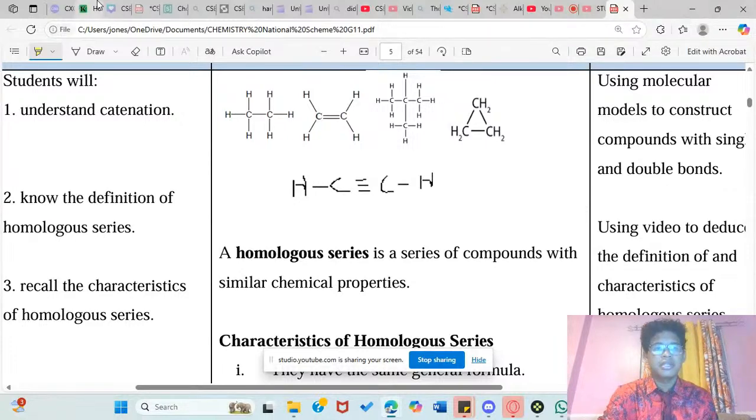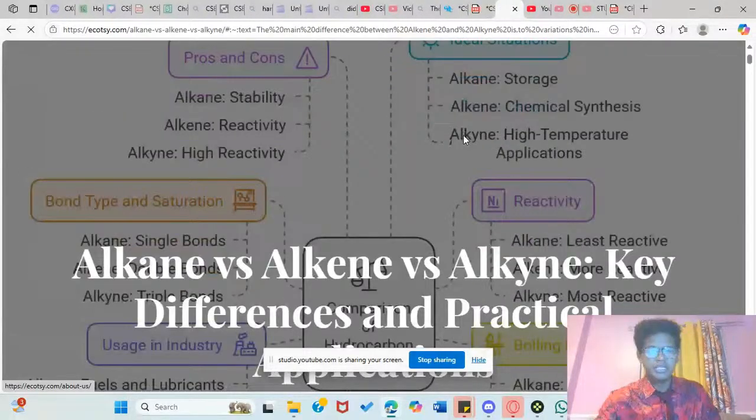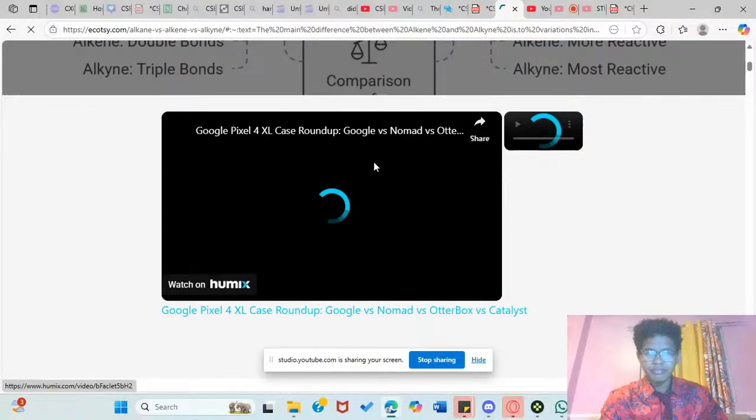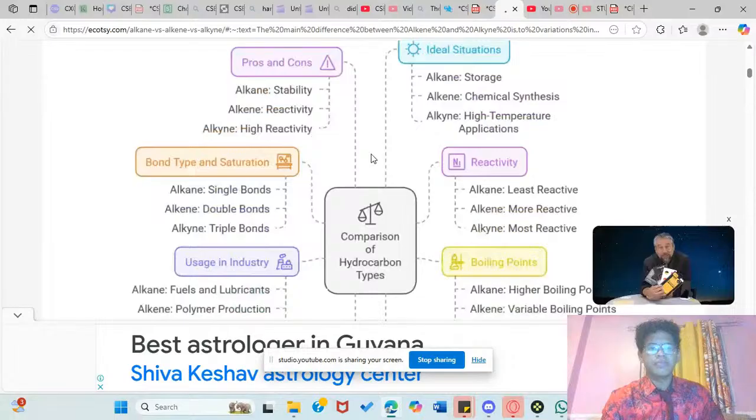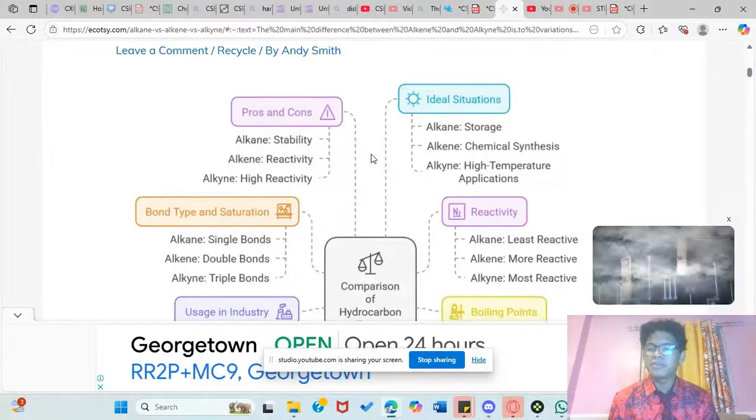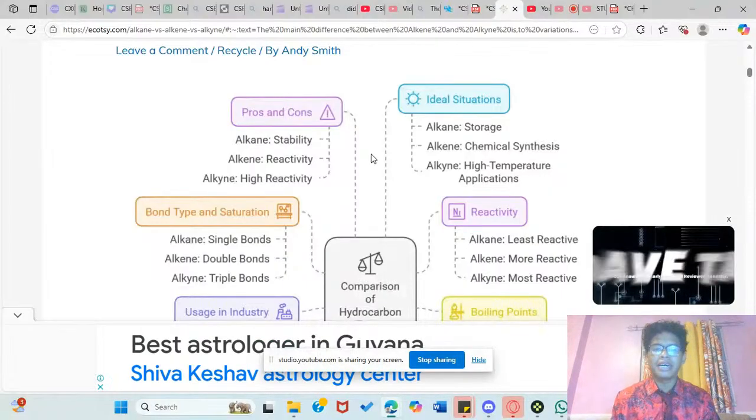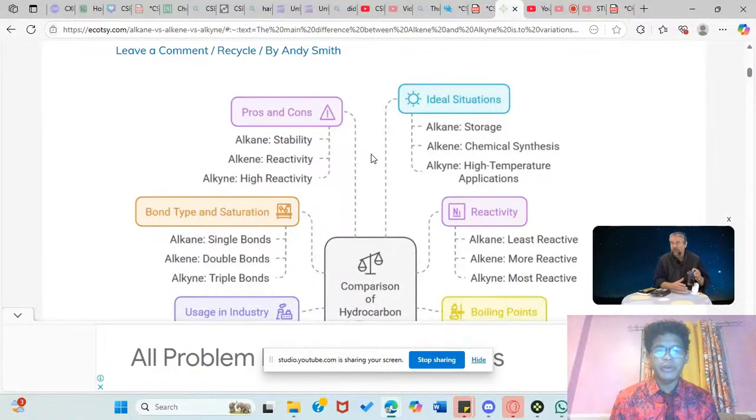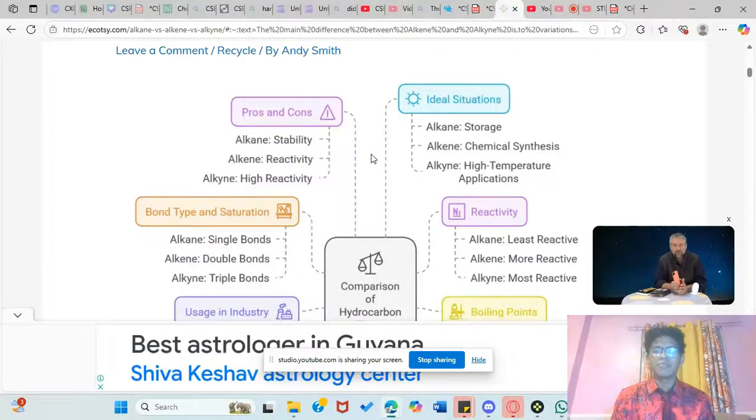I did have a document open looking into this. Yes, I have it here. I think this explains it the best. So alkanes have high stability. Alkenes have reactivity. It's not as reactive as alkynes, but it is very reactive. Alkanes are used for storage, alkenes for chemical synthesis, and alkynes for high temperature applications.